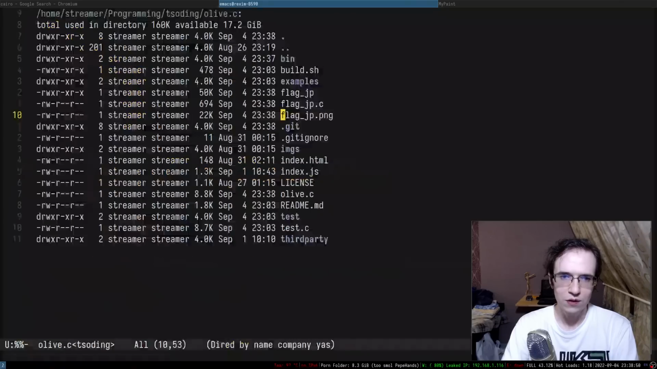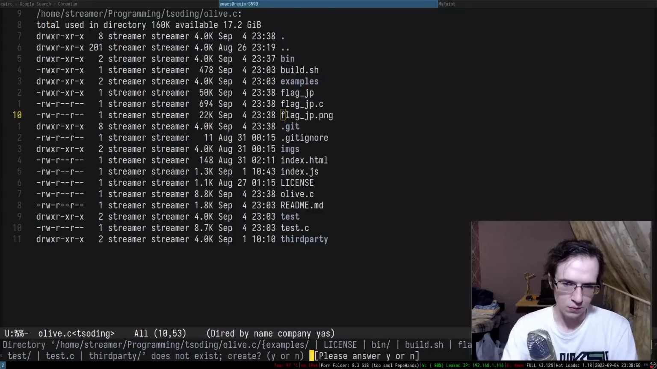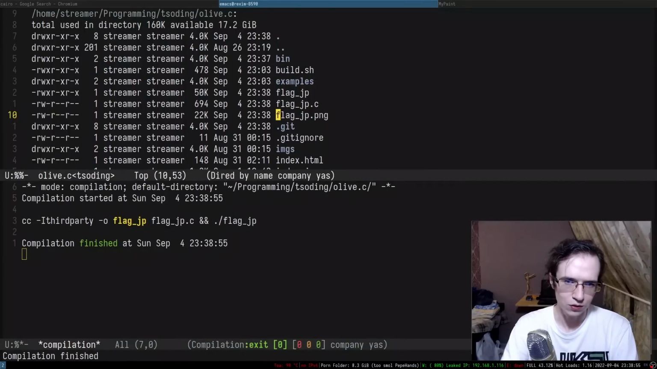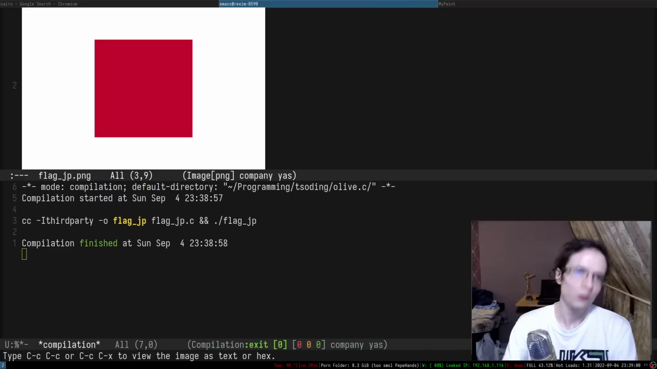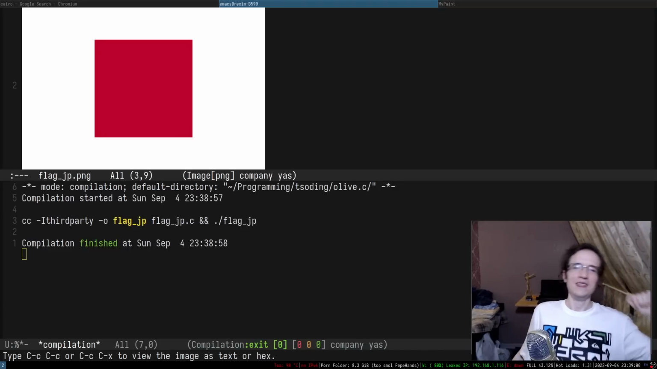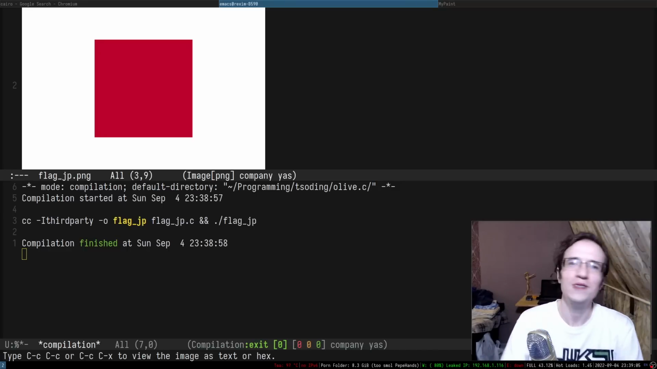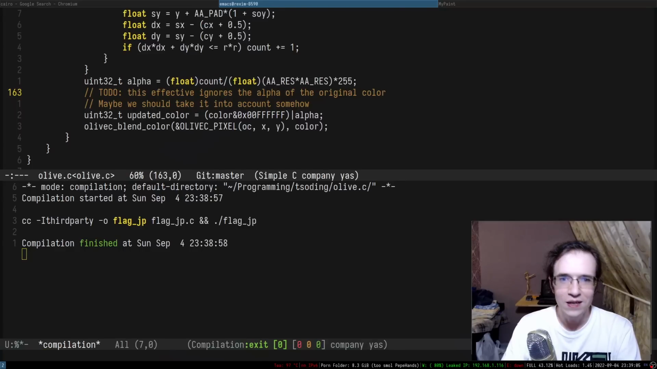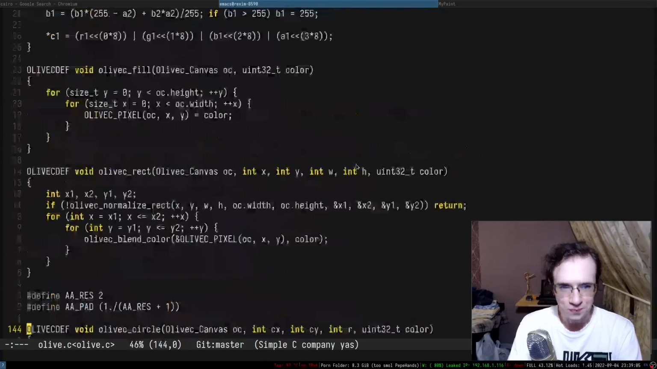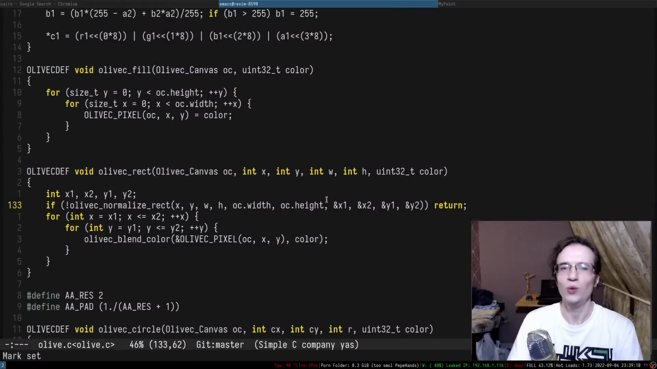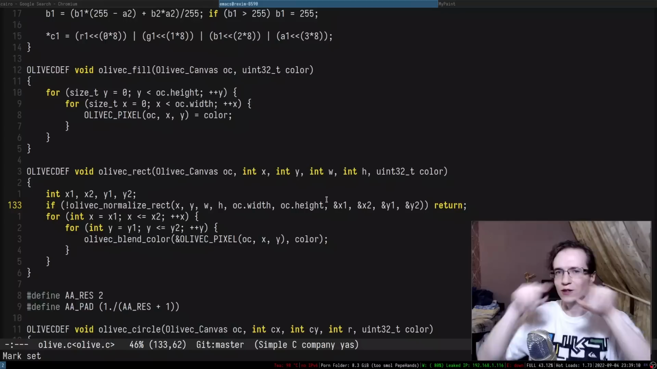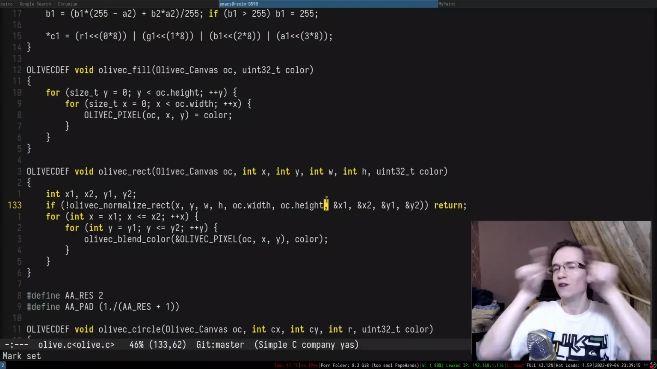So let me see. Yep. Why are you asking me questions, Emacs? Stop asking questions. Thank you. And we have... This is actually really funny. Well, I do understand why this happens. This is because we are iterating the square within which we are carving the circle.